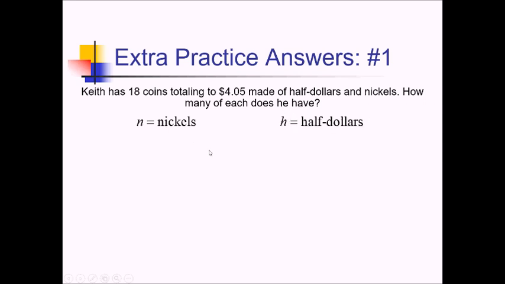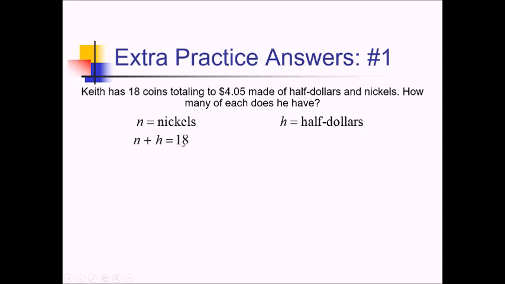So we're going to have to set up some equations using these variables. We know that there's 18 coins, so we can set up an equation that talks about the number of coins. If we add the number of nickels and the number of half dollars together, we ought to get 18. So we can say n, the number of nickels, plus h, the number of half dollars, equals 18. And there's one nice little easy equation to work with.